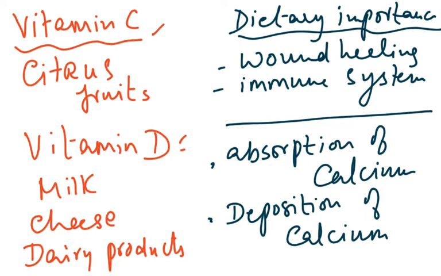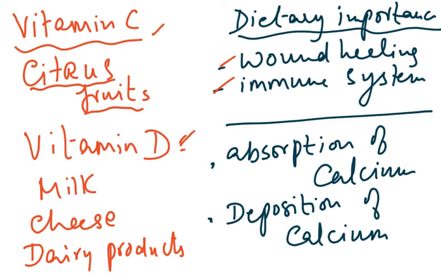Now, the principal sources are citrus fruits, and their dietary importance is wound healing and improving the immune system. So we advise you to take vitamin C when you are suffering from some sort of infection like a flu or some other disease process which is taking place in your body, because it helps in wound healing and improves your immune system.